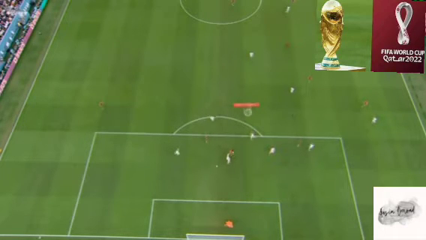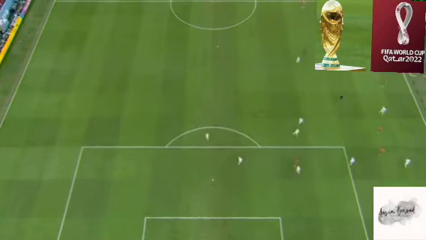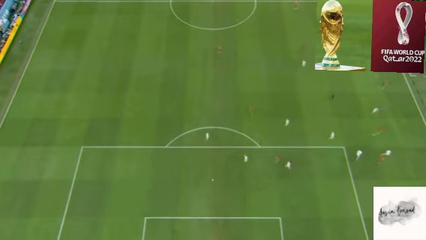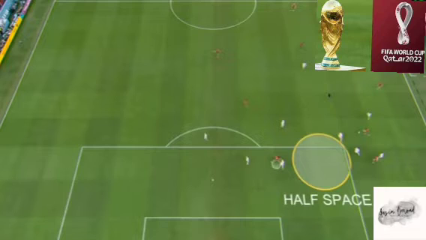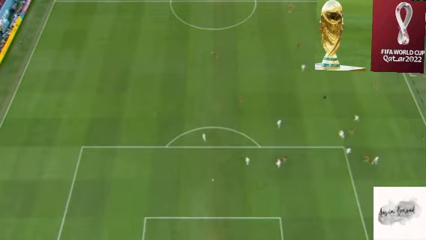On Portugal's first goal, we'll see that they took advantage of the half space. It all started on a throw-in where João Felix received with time and space. Therefore, Switzerland left free the half space where Ramos ran and shot.